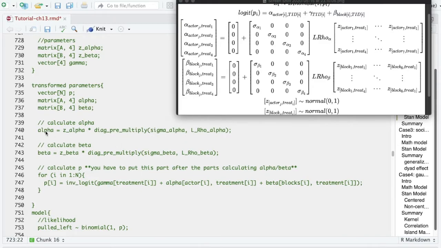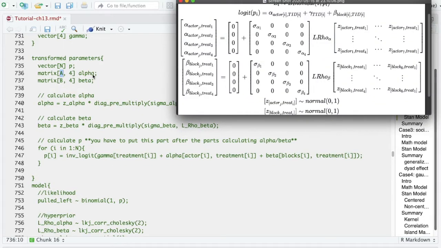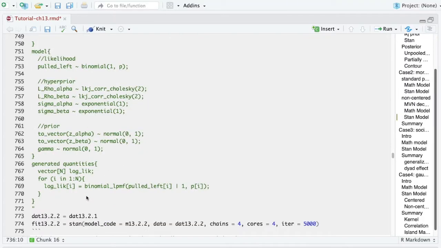Let's check the dimension of alpha. So Z alpha is a matrix of 8 by 4. Sigma alpha will be a 4 by 4 diagonal matrix. The Cholesky factor of the correlation matrix is also a 4 by 4 matrix. And okay, alpha is an 8 by 4 matrix. The dimensions of the matrix really matter because they will affect how we index in calculating P. So here, actor is the first element and treatment is the second element, because we have 4 treatments and we have 8 actors. The rest of the model is just the same as the centered version, so I won't talk about it.